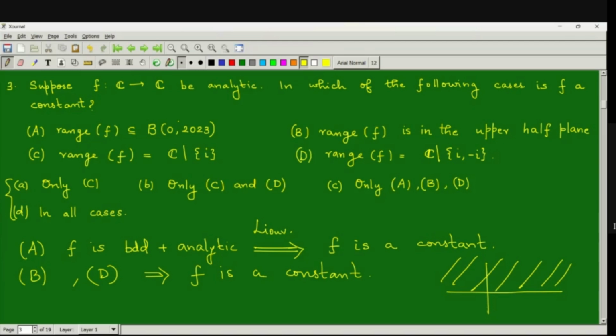1 by z minus i. 1 upon z minus i. 1 by z minus i is analytic. z plus i is analytic and it has an entire range.